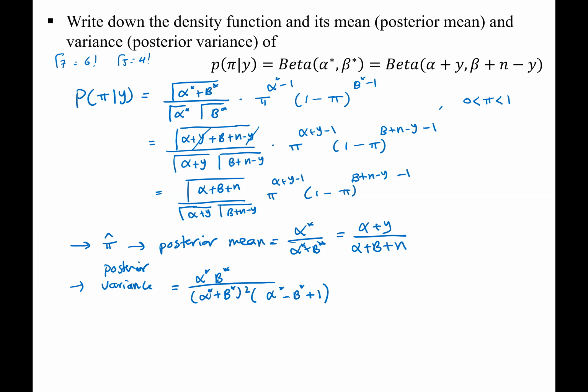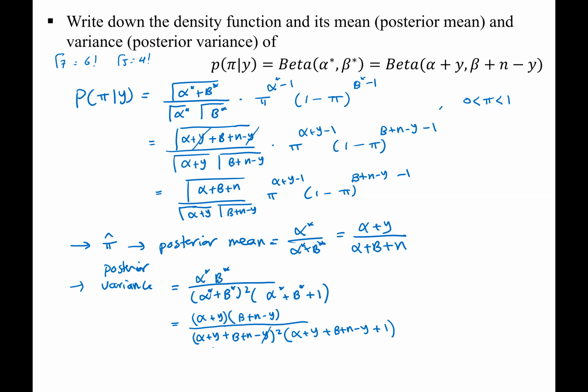Guys, please double check, but I think this one is plus. Now let's plug in all these values. Alpha star is alpha plus y, beta star is beta plus n minus y, divided by alpha star plus beta star, which is alpha plus y plus beta plus n minus y, squared, times alpha plus y plus beta plus n minus y plus 1.